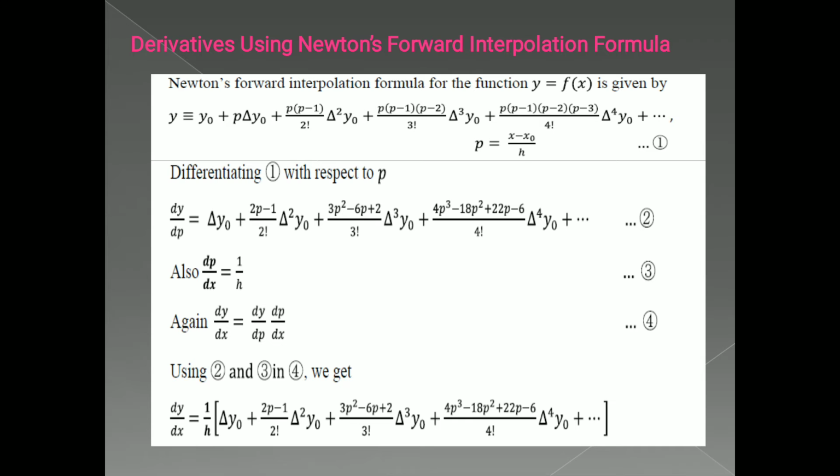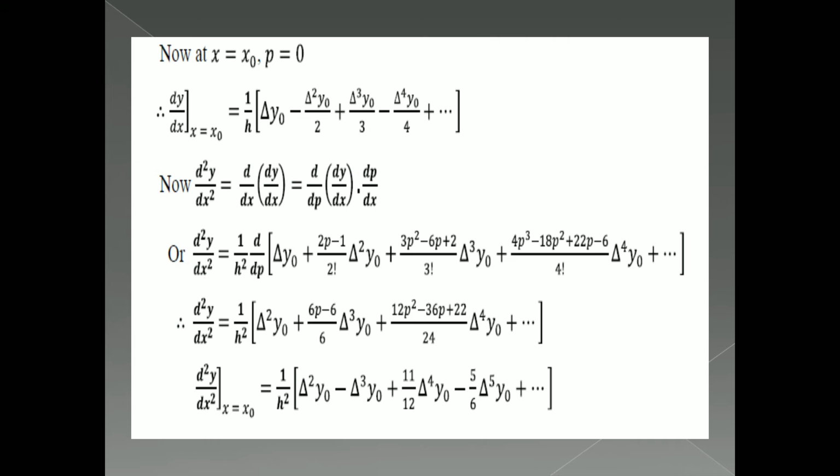After substituting the values of dy by dp and dp by dx from equations 2 and 3, we get dy by dx is equal to 1 by h [delta y0 plus (2p minus 1) upon 2 factorial delta square y0, plus (3p square minus 6p plus 2) upon 3 factorial delta cube of y0, plus (4p cube minus 18p square plus 22p minus 6) upon 4 factorial delta raised to 4 y0, plus and so on].